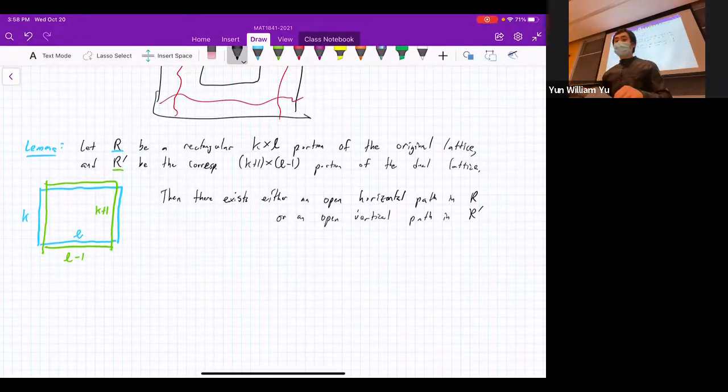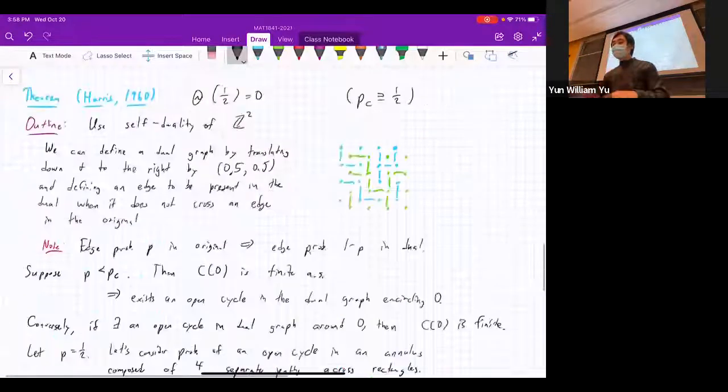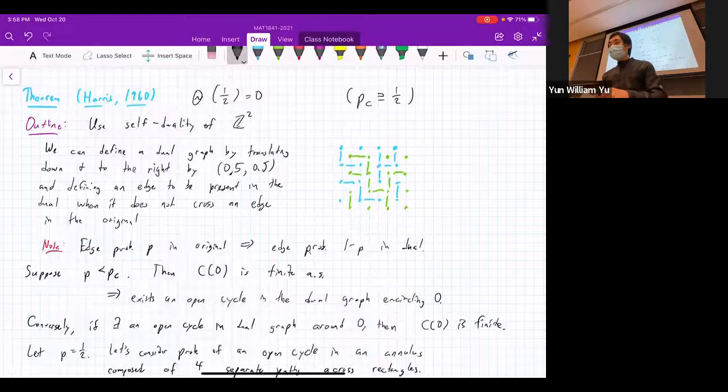And tomorrow we'll come back and, well, we'll probably spend the entirety of tomorrow proving this theorem of Harris's, that theta of 1/2 is actually equal to 0, because it'll be somewhat involved and with a lot of technical details. So thank you all so much and I will see you guys tomorrow.